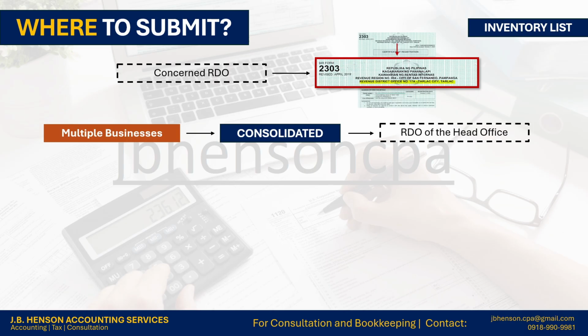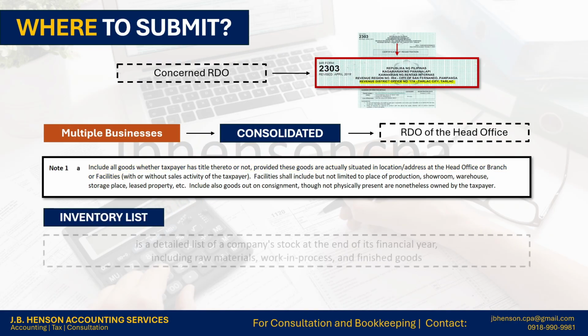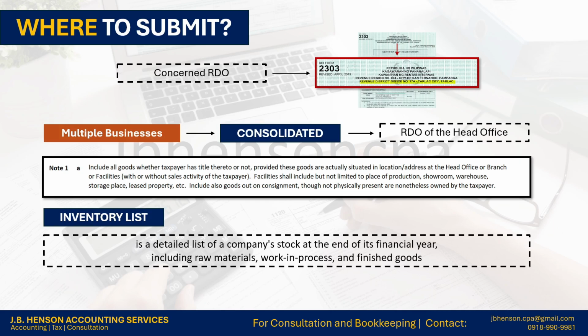But we have a portion and a note from the annex that we will look into again later, stating to include in the list all goods provided the goods are situated at the address of the head office or branch. So we can put the location of the inventories provided. Inventory list again basically is a list of company stocks at the end of its financial year as of December 31. Including raw materials and work in process for manufacturing industries.